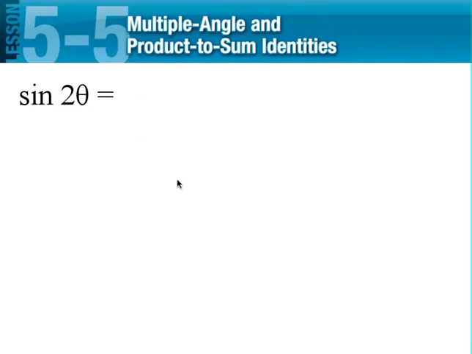So today we're going to be talking about multiple angle and product to sum identities. First of all, up here on the board, I have sine of 2 theta, and eventually we're going to learn what a formula for the sine of 2 theta is. When I think about 2 theta, I think that if I add theta and theta, I'm going to get 2 theta, right? Essentially that's what 2 theta is.